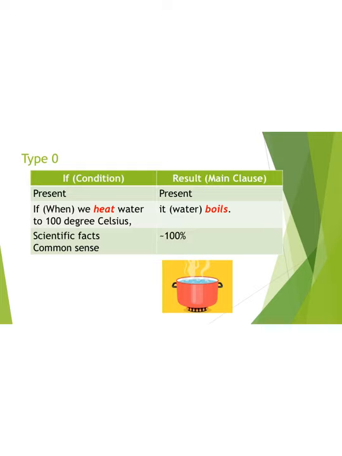In conditional sentences, we have two parts. The first part is the if clause. In the if clause, we talk about the condition. The second part is the main clause, in which we talk about the result.